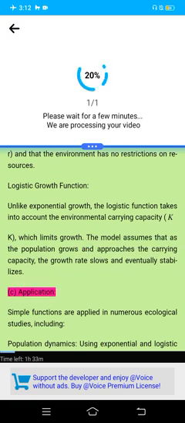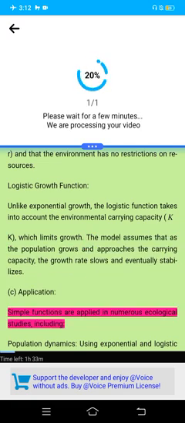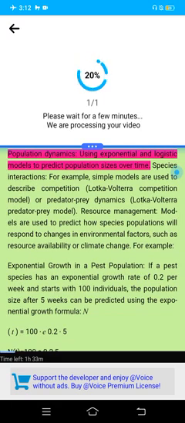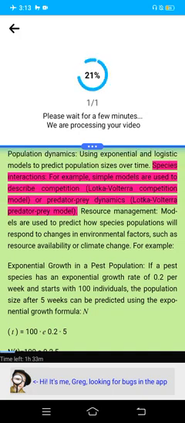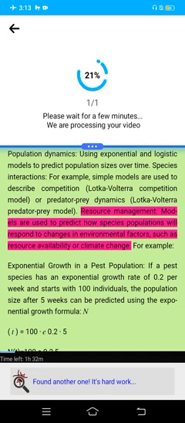C. Application. Simple functions are applied in numerous ecological studies, including population dynamics, using exponential and logistic models to predict population sizes over time. Species interactions: for example, simple models are used to describe competition, the Lotka-Volterra competition model, or predator-prey dynamics, the Lotka-Volterra predator-prey model. Resource management: models are used to predict how species populations will respond to changes in environmental factors, such as resource availability or climate change.